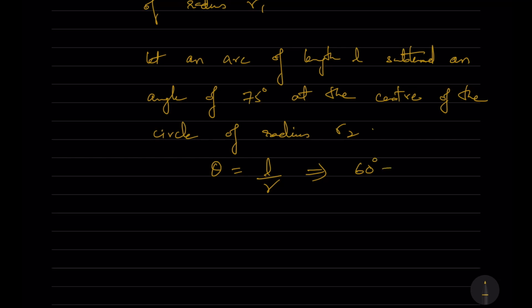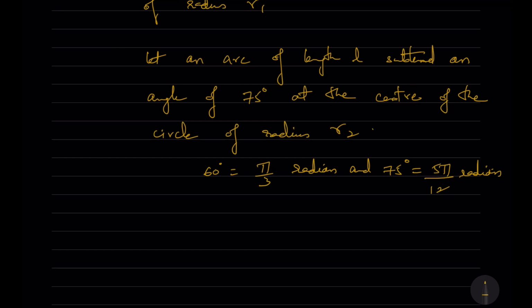Theta means 60 degrees is equal to pi by 3 radian. We can write 60 degrees is equal to pi by 3 radian, and 75 degrees, how can we write it? Now you know 60 degrees can be written as pi by 3 radian, and 75 degrees can be written as 5 pi by 12 radian.